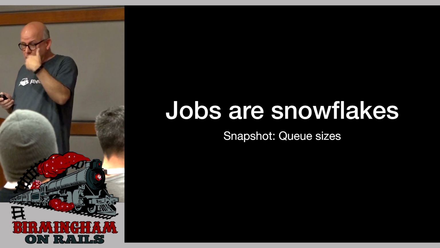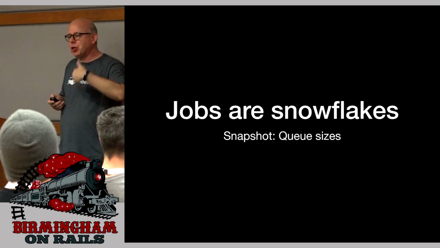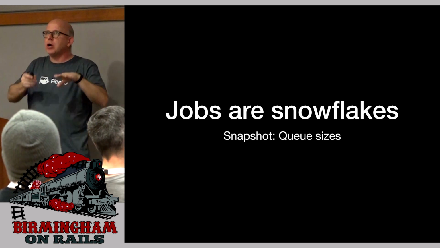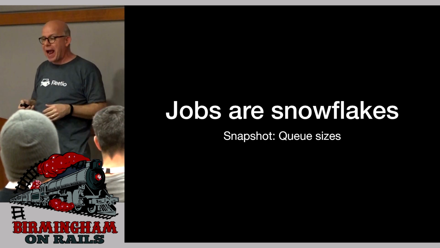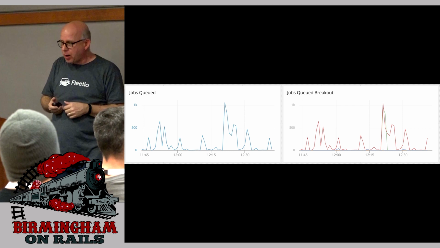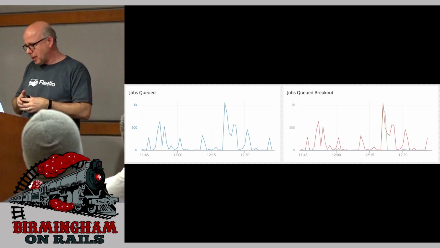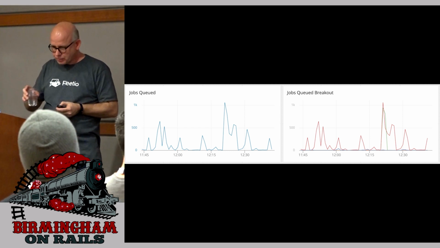And the last thing, use that snapshotting again. Snapshot the queue sizes every minute because it's hard to put together those graphs to show how big the queues actually are. So snapshotting them is a great way to do that.